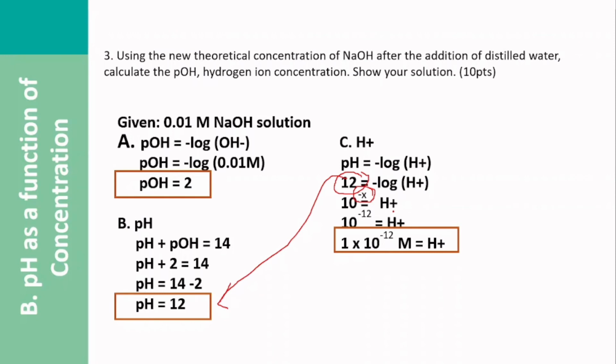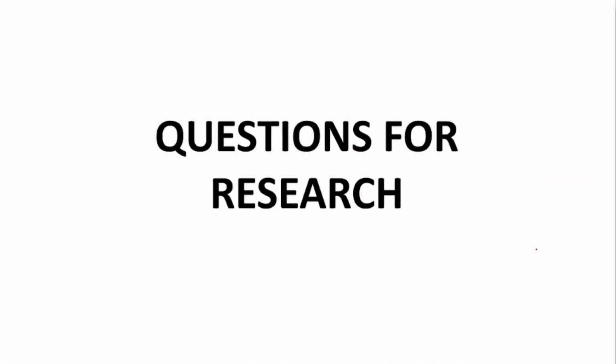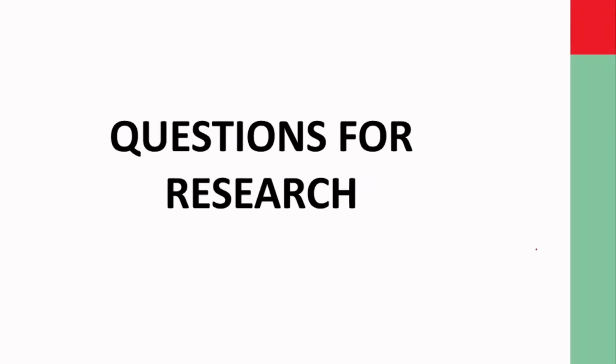Okay, do not forget to familiarize yourself with your calculator so that we know how the antilog works on your calculator. So, this is now the final answer on your number 3. Okay, pOH of 2, the pH of 12, and then the hydrogen ion concentration, which is 1 times 10 to the power of negative 12 molar of your hydrogen ion concentration. Next, let us now proceed to your questions for research.